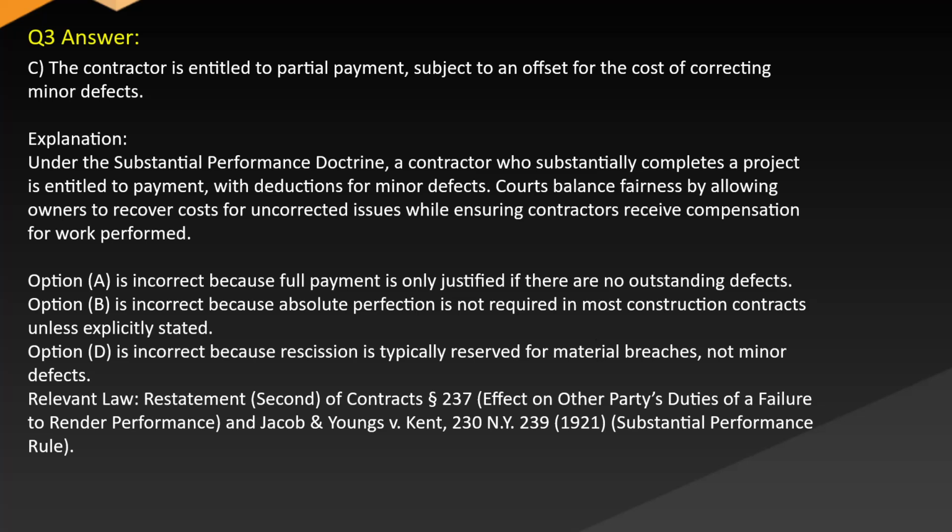Second of Contracts § 237, effect on other parties' duties of failure to render performance, and Jacob & Youngs v. Kent, 230 N.Y. 239 (1921), substantial performance rule.